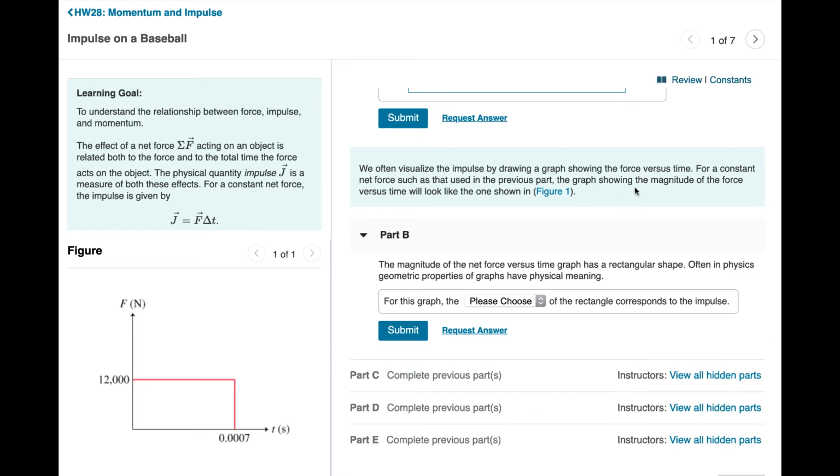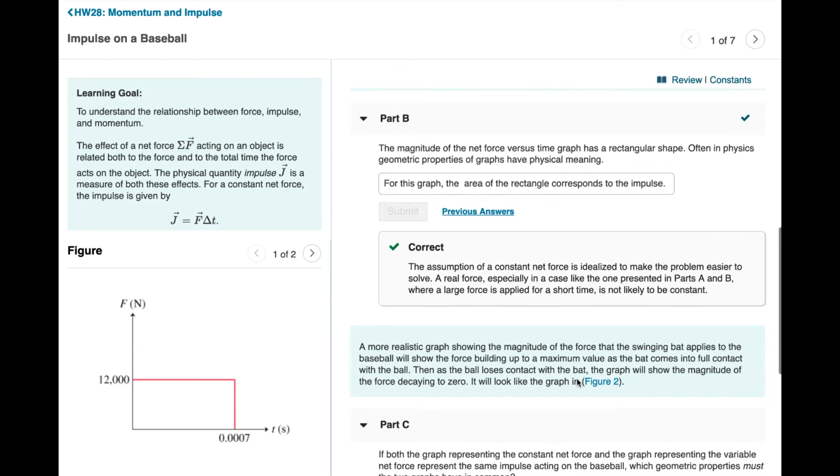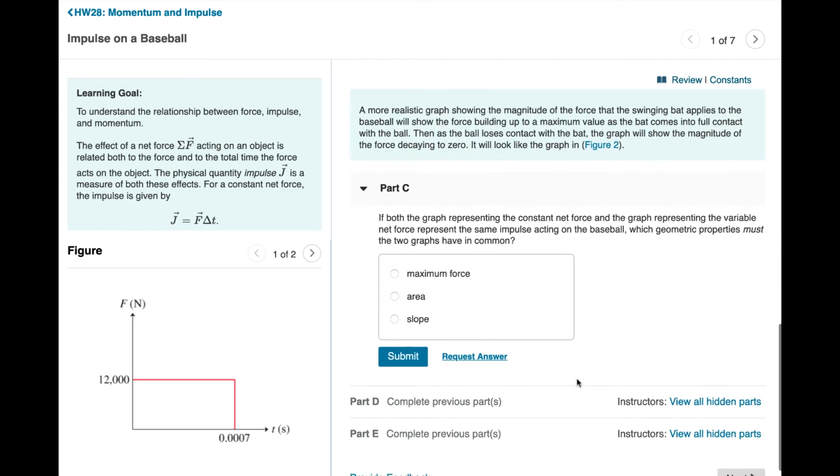So we often visualize impulse by drawing a graph of force as a function of time. So this graph appears over here. I have the force that the bat exerts on the ball as a function of the time over which that force acts. If we assume that the force is constant, then this graph is a rectangle. For this graph, the area of the rectangle corresponds to the impulse.